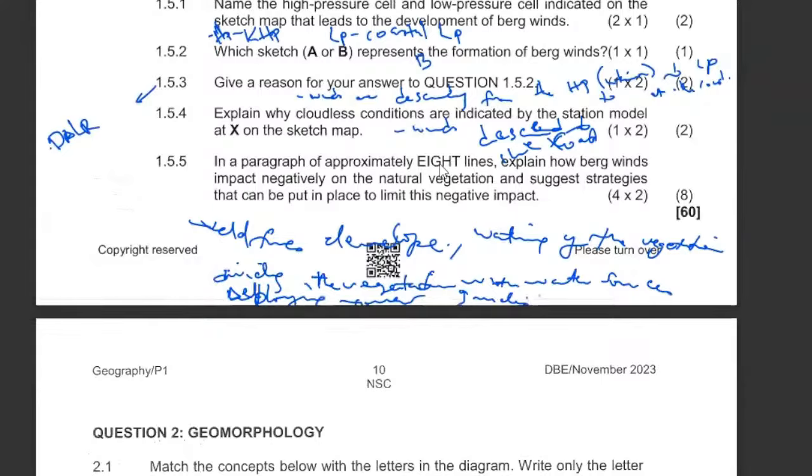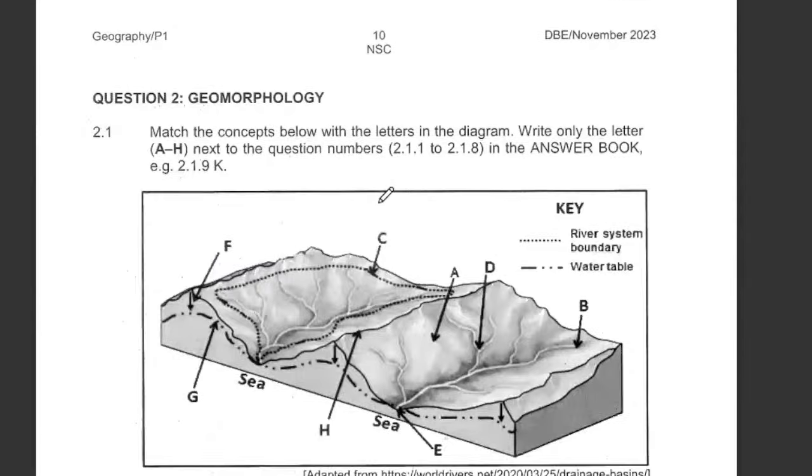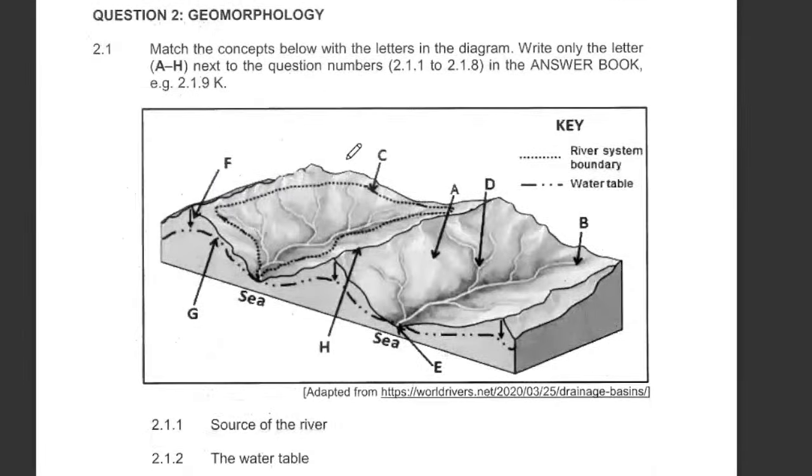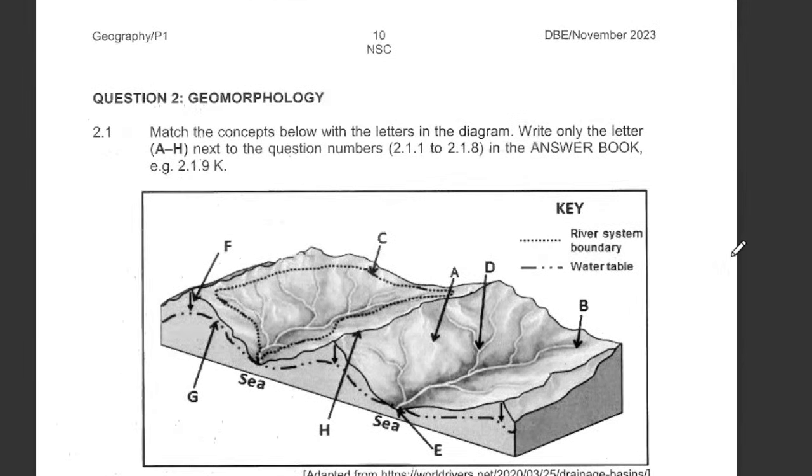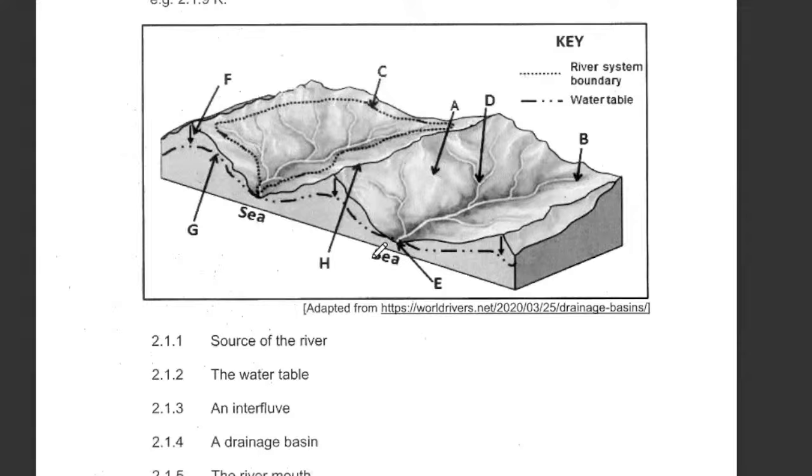Now, question number 2, which is on morphology. We are interpreting the diagram given to us. We must write the answers according to the diagram here. Which one is a river source? When you look at where the first order streams are, here on the other side, the letter that indicates that one is B.